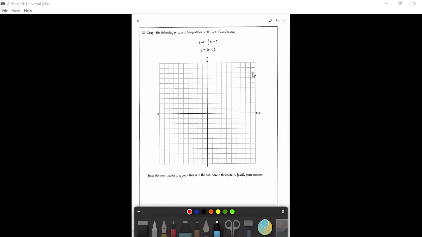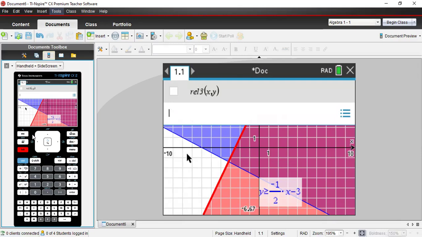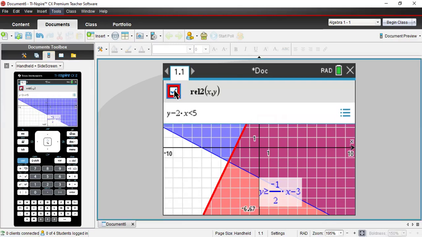So, I've already kind of graphed this. This is definitely a graphing calculator question. So now, I put both of these on my paper. Now, what I'm going to do is go back, get rid of the second one and focus on the first one.